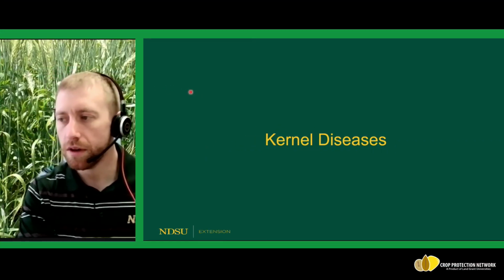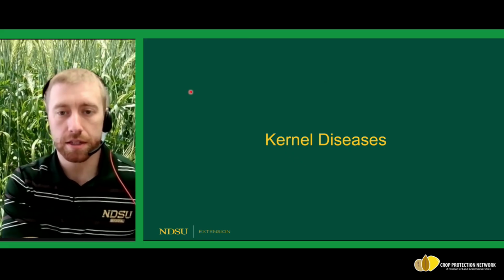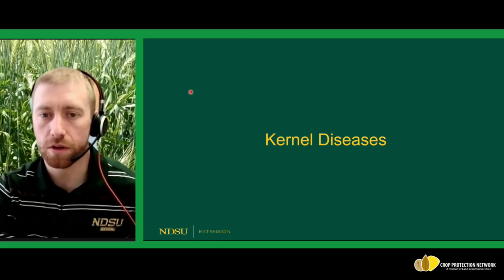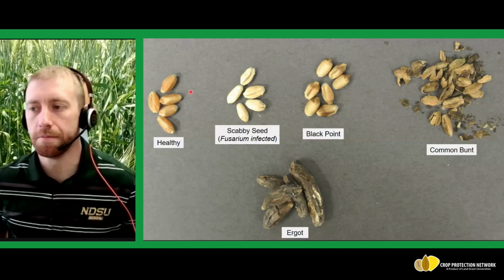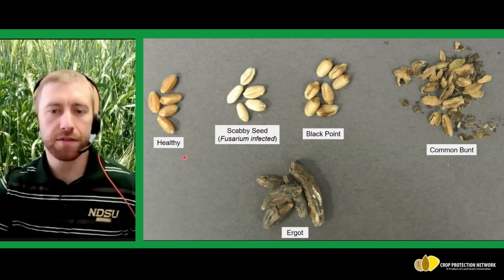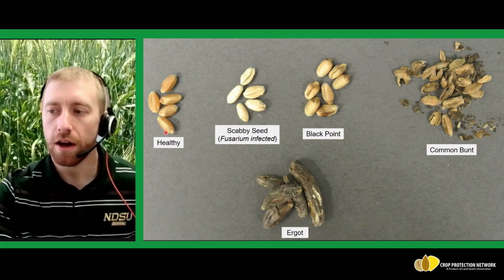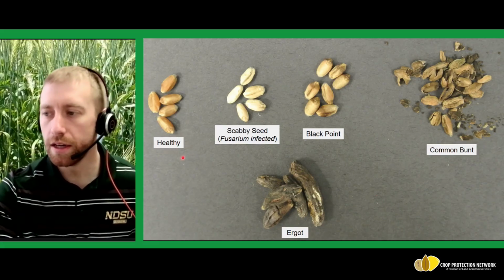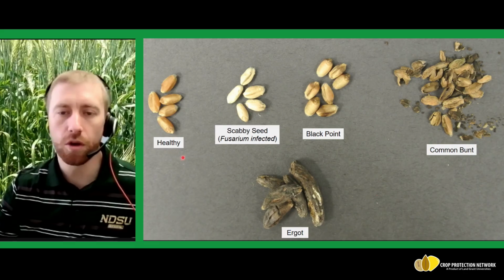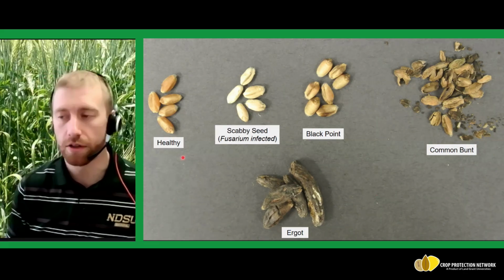The first one I want to focus on are kernel diseases, since that seems like an obvious place to start when we're putting that seed into the soil right away in the beginning of the season. Now, what I am showing you here is a kind of 5 seed lots is what we call them. Here on the very far left, we have a healthy kernel of wheat, and then we're going to go through 4 other potential diseases that you may see in the seed lot or on the kernel.